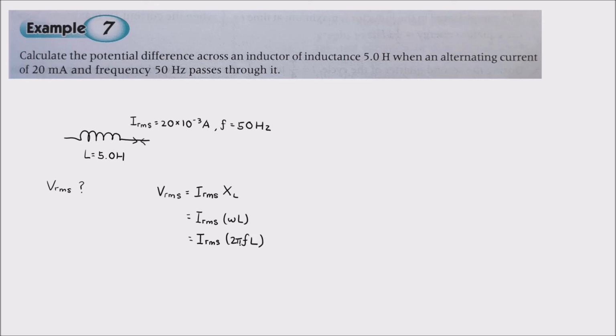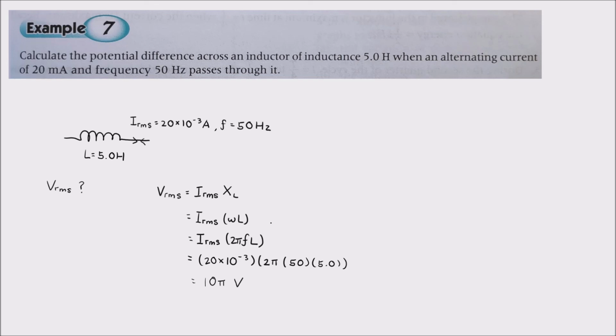We have I_RMS, we have frequency, we have inductance. So now it's a matter of substitution. It's 20 times 10 to the power of negative 3, times 2 pi, the frequency is 50 Hertz, the inductance is 5.0. From here, if we do a bit of calculation, we'll figure out that the V_RMS should equal 10 pi volt.